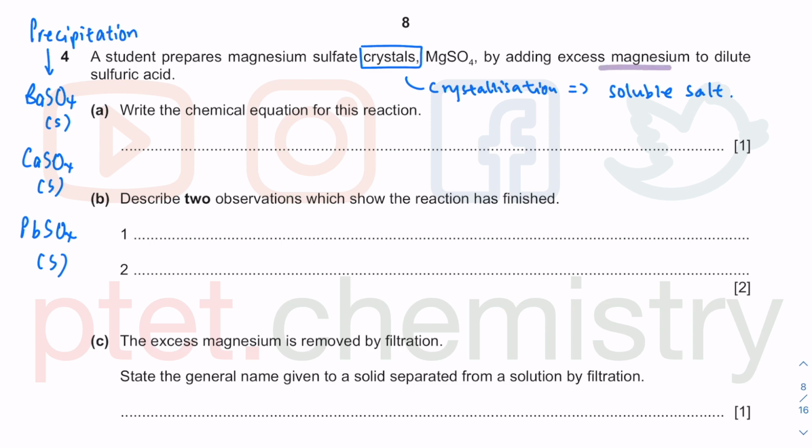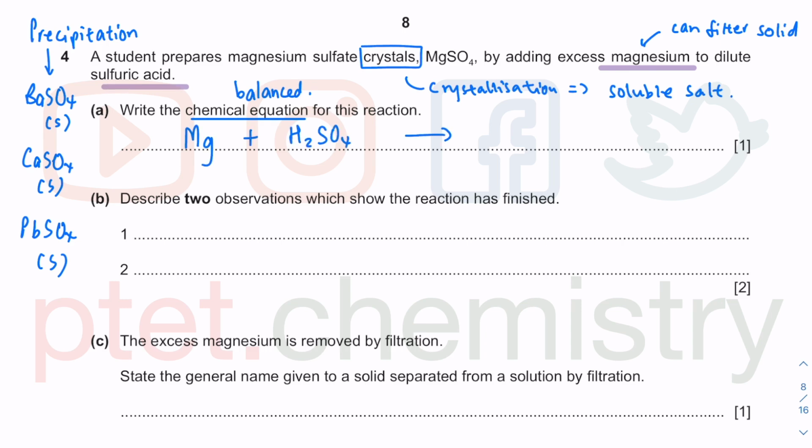We are using the metal, using excess of the metal. Because metal is solid, we can filter off solid that is in excess easily. And this is reaction with dilute sulfuric acid. Writing a chemical equation must be balanced. So this is just magnesium metal reacting with sulfuric acid, H2SO4. You're going to get a salt. The salt is what you get when the H plus of acid gets replaced by the cation. This is metal. Metal is not a cation. Metal is an element. It has no charge.